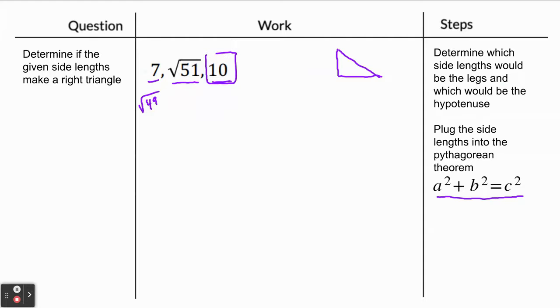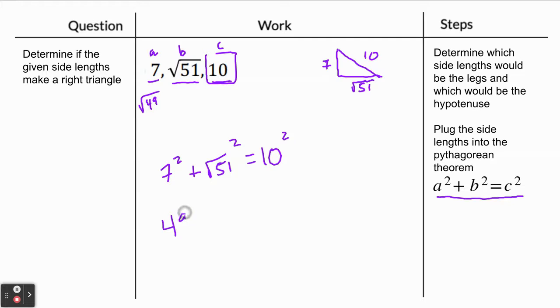Now, if I were to put this on here, I could say that this is 7, this is the square root of 51, and our hypotenuse is 10. But we don't know for sure yet until we plug these numbers into the Pythagorean theorem. I'm going to say 7 is a, square root of 51 is b, and the hypotenuse has to be 10. So I plug this in: 7 squared plus square root of 51 squared equals 10 squared. Now I just have to find each of these values.